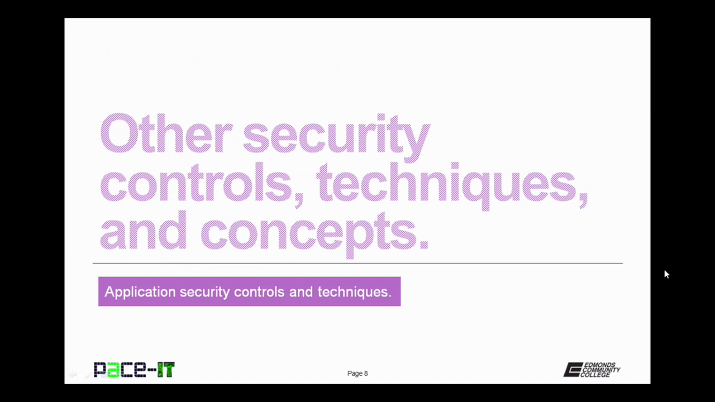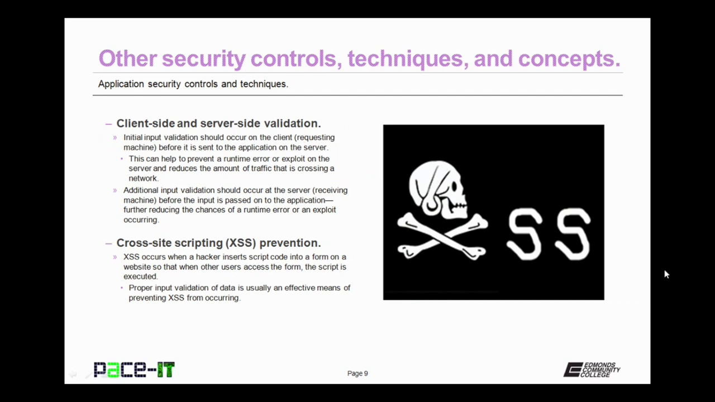Now let's move on to some other security controls, techniques, and concepts. Client-side and server-side validation are important concepts to understand. With client-side validation, initial input validation should occur on the client machine, that's the requesting machine, before it is sent to the application on the server. This can help to prevent a runtime error or exploit occurring on the server, and as an added benefit, it reduces the amount of traffic that is crossing through a network. If the input checks valid on the client side, additional input validation should also occur on the server side, that's the receiving machine, before that input is passed onto the application. This further reduces the chance of a runtime error or an exploit.